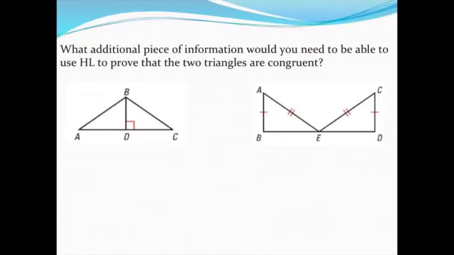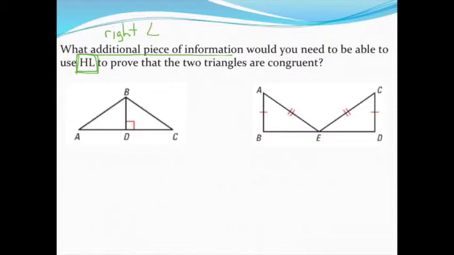In these, we want to figure out what is the extra piece of information we need in order to use HL. We're not going to have enough information, but that's the question: what else would we need to know? Remember, there are three things to check for. Even though there are only two letters in HL, we do need a hypotenuse, we do need a leg, but remember that third part: we also need to make sure that we have a right angle. So we still need to check for three things, okay?